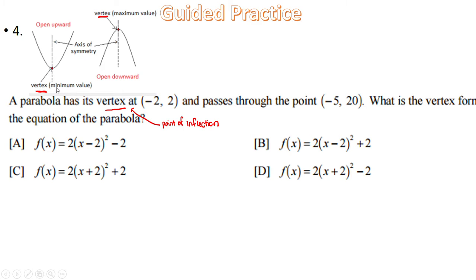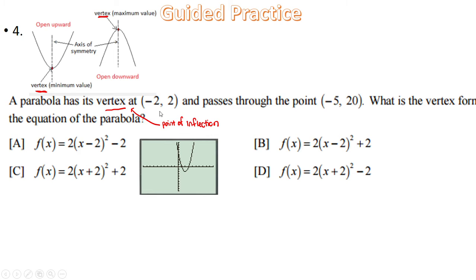All right, so the goal of this question is one of these equations has a vertex at negative 2, 2. So we're going to graph each one of these first, and hopefully we can easily tell what the vertex is. Then we're going to verify that it also passes through this point, negative 5, 20. All right, so here comes A. Here's the graph. Here's my vertex right here. So that would be the minimum point.